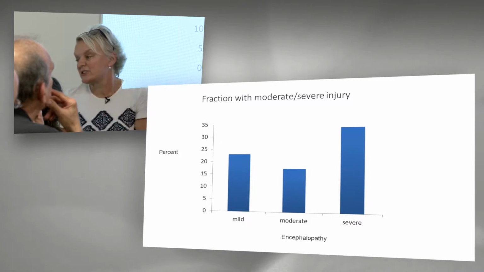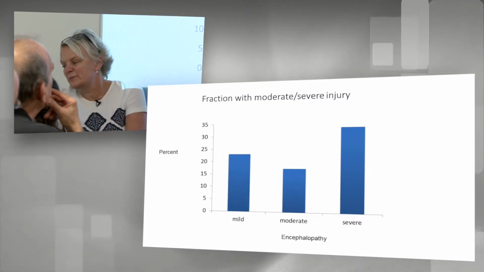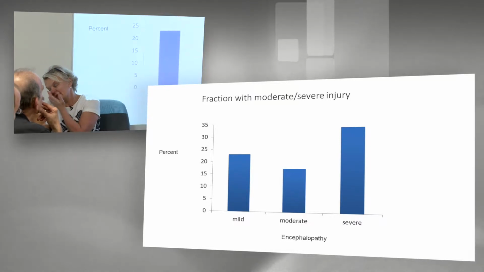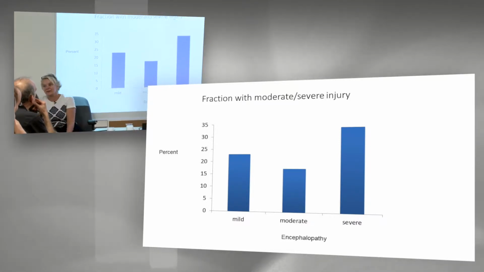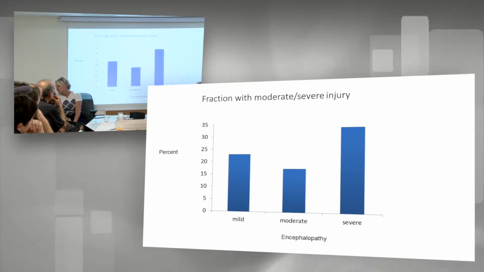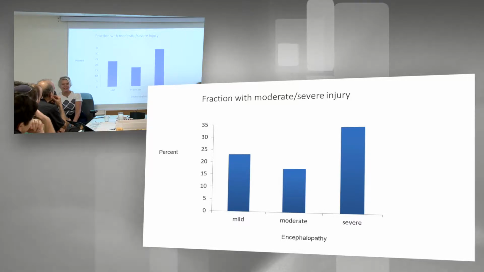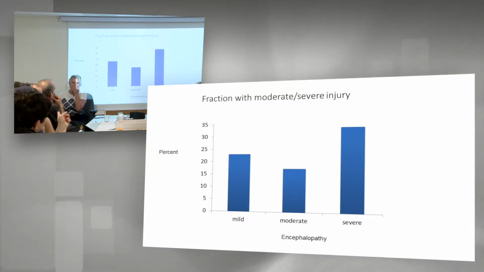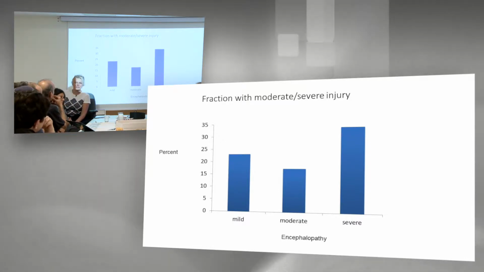And this was the fraction of the kids in the 3 groups that had moderate or severe abnormality. So the mild encephalopathic group did not differ from the moderate group and did have less injury than the severe group. But you can see that around 20 to 25% of these kids had moderate or severe injury. So why is this? The only difference that's significant is to the severe.